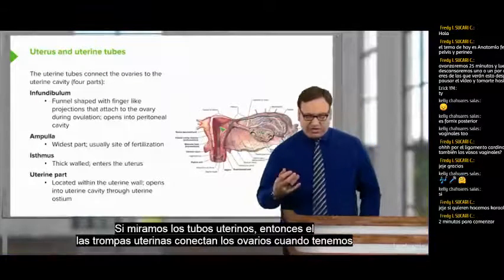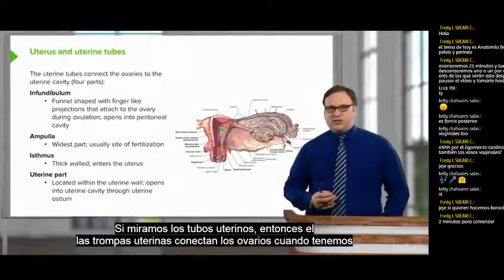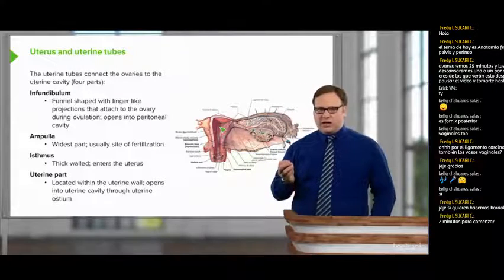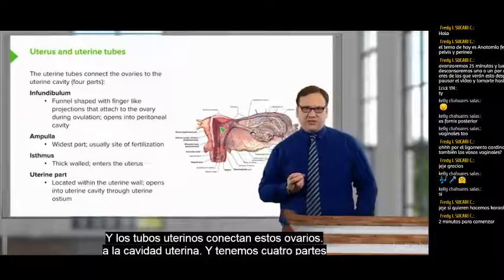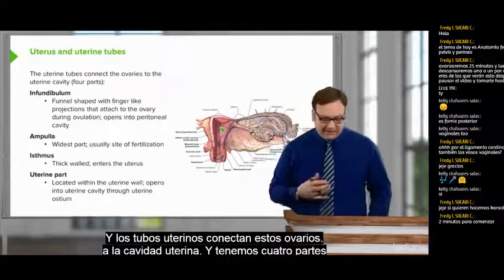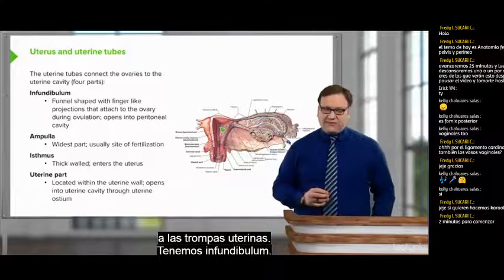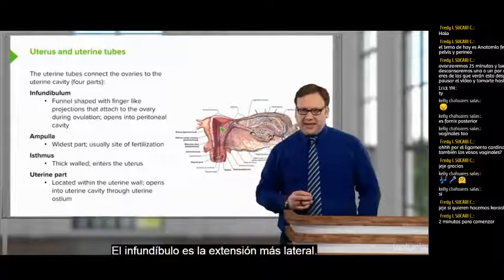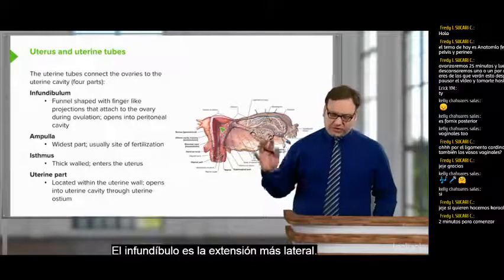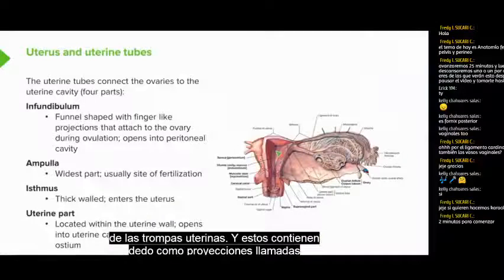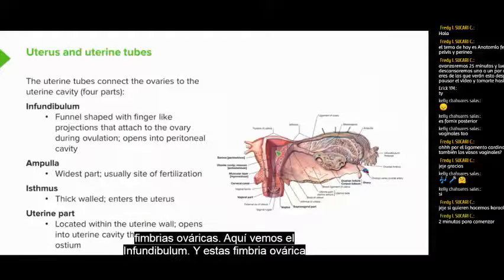If we look at the uterine tubes, then the uterine tubes connect the ovaries. We have a pair of ovaries, a left one and a right one, and the uterine tubes connect these ovaries to the uterine cavity. And we have 4 parts to the uterine tubes. We have an infundibulum. The infundibulum is the most lateral extension of the uterine tubes. And these contain finger-like projections called ovarian fimbriae.